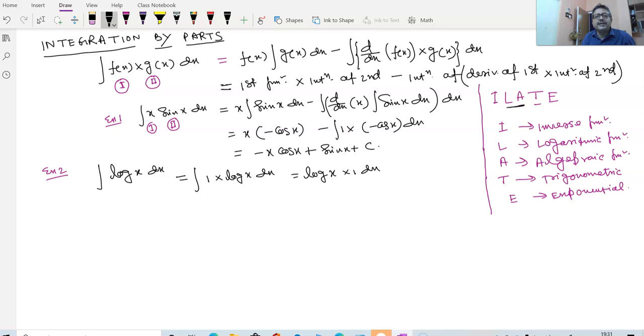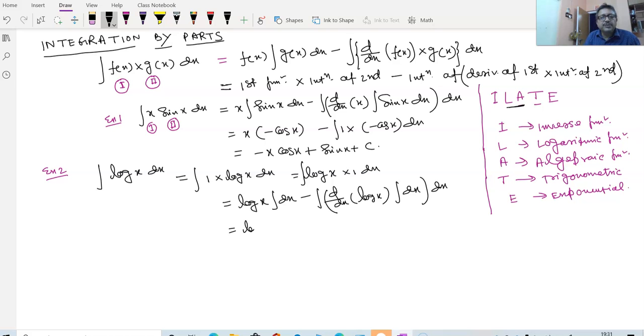So this becomes log x into the integration of dx, minus the integration of the derivative of log x into the integration of dx, whole dx. This changes to log x into x minus the integration of 1 by x into x dx. So the next step is x log x minus x plus c.